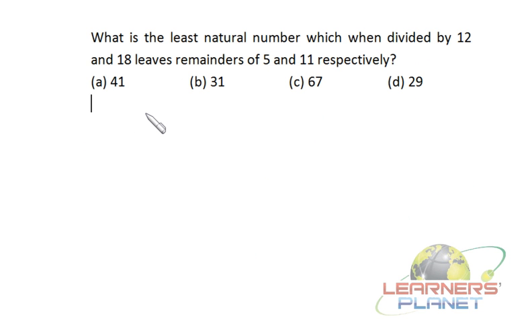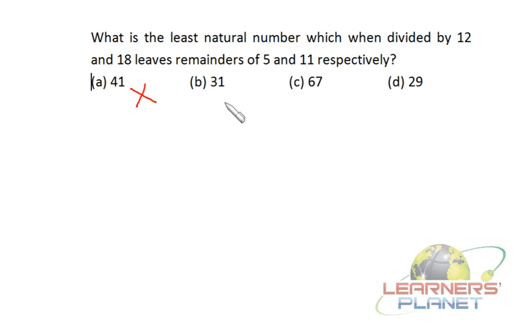Now, what is the least natural number which when divided by 12 and 18 leaves remainder of 5 and 11 respectively? Now friends, let's do this problem by options. If we divide 41 by 12, we'll be getting the remainder as 5. But when we divide 41 by 18, we'll still be getting the remainder as 5 since 36 is a multiple of 18. But we want the remainder to be 11, so it's not the correct choice.